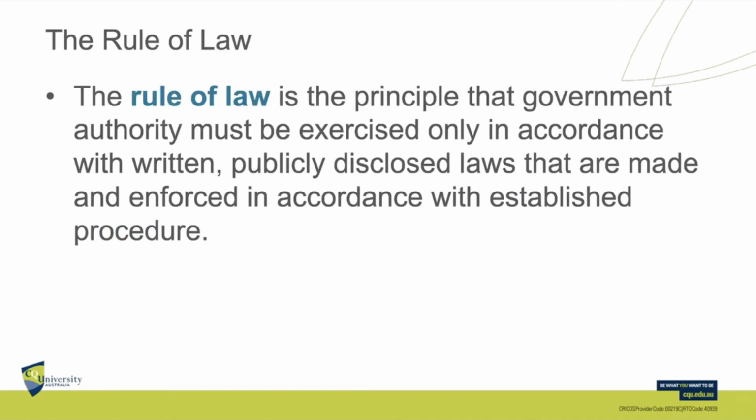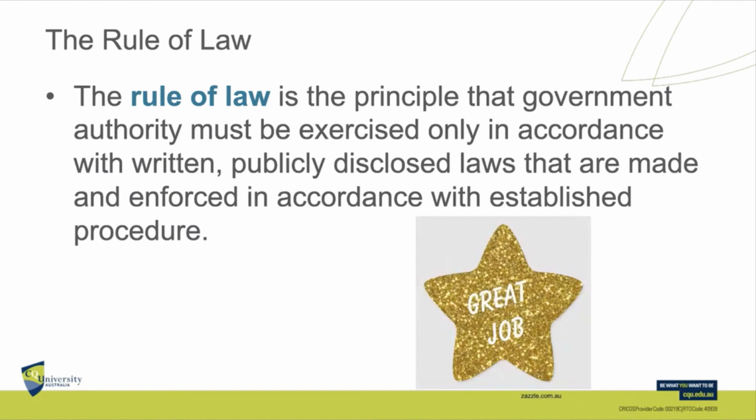Moving on to key characteristic number 2, we have the rule of law. The rule of law means that government power and authority should only be exercised in accordance with written, publicly disclosed laws. These laws need to be made and enforced in accordance with established procedure. If you do this, you get a gold star as a legal system.